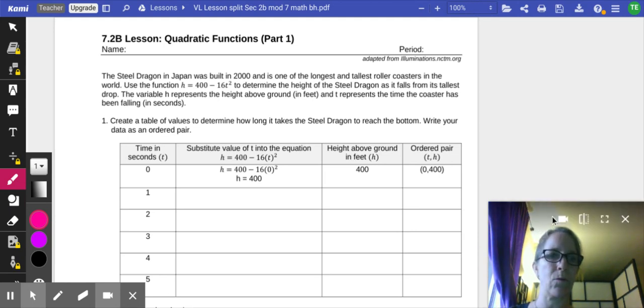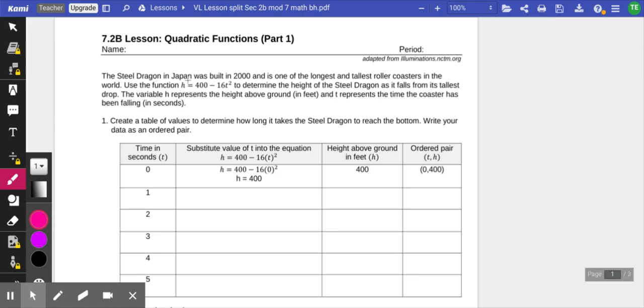So you should have out your lesson 7.2b, the PDF, where you're doing it electronically, or you have out a lined piece of paper. The Steel Dragon in Japan was built in 2000 and is one of the longest and tallest roller coasters in the world. Use the function h equals 400 minus 16t squared to determine the height of the Steel Dragon as it falls from a tall drop. The variable h represents the height above the ground in feet, and the t represents the time the roller coaster has been falling in seconds.